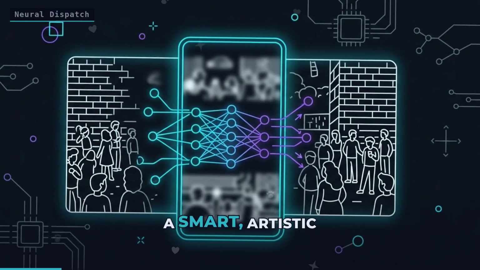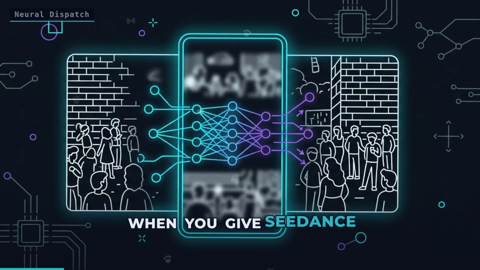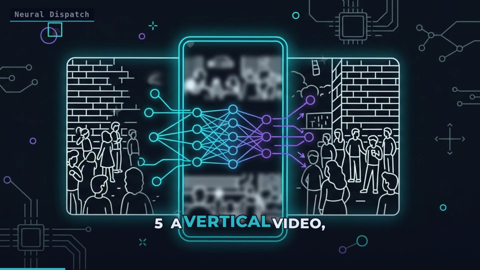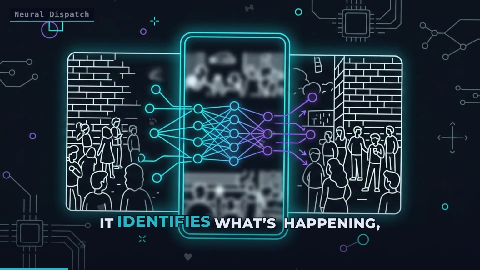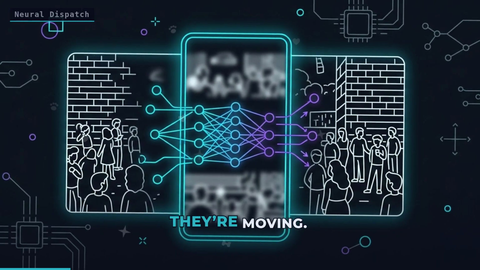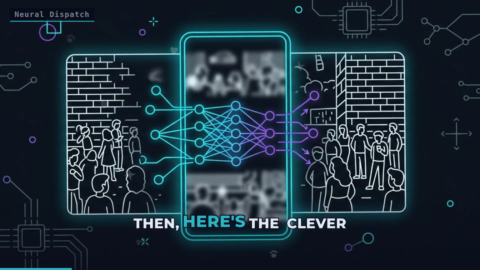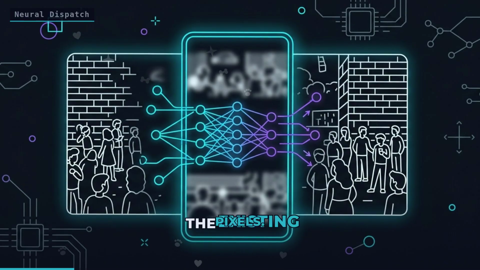Think of it like a smart, artistic editor who can draw. When you give Seedance 2.5 a vertical video, it first analyzes every frame. It identifies what's happening, where the main subject is, and how they're moving. Then, here's the clever part. It doesn't just zoom out the existing pixels.